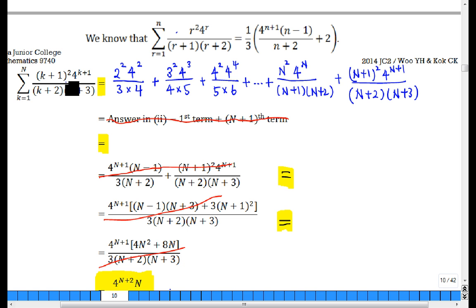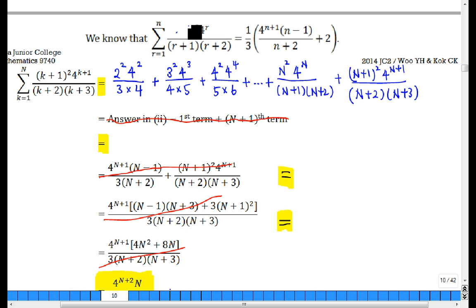You can see a pattern, right? This is r squared, this is (k plus 1) squared. This is 4r, this is 4(k plus 1). That means if I add 1 to all the r, I am good. You follow what I'm saying? So I am going to make this observation.